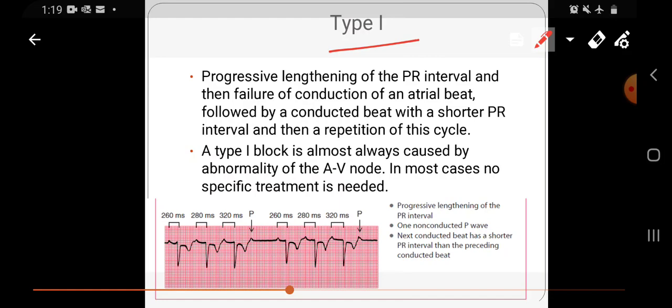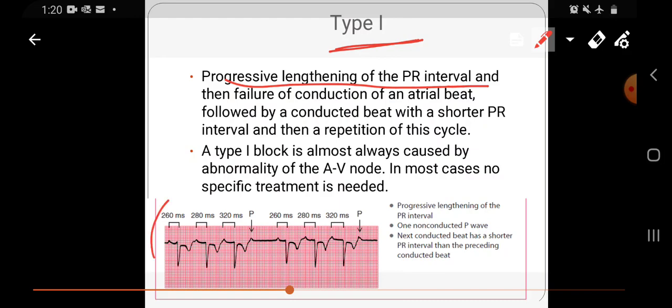In type 1, and remember this is second degree heart block. In second degree heart block we have a prolonged PR interval, and sometimes the wave passes into the ventricles and sometimes it fails to pass. Okay, this is how we know that this is second degree heart block. Now in type 1 of the second degree heart block we will see progressive lengthening of the PR interval until there is a wave that fails to be conducted.